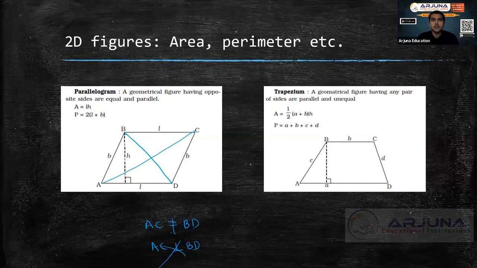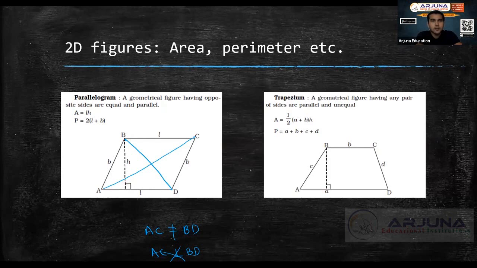Okay, trapezium is there. So what is trapezium? Trapezium is a geometrical figure having one pair of sides parallel and unequal. Okay, so they are parallel and unequal, and the area of this trapezium is half into a plus b into height. Okay, and this formula you have studied, right? Half into a plus b, the sum of the lengths of the parallel sides, right?